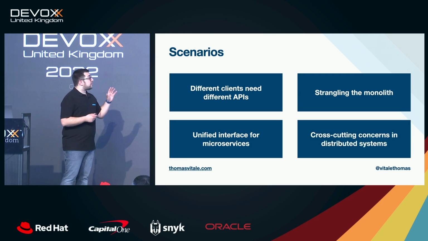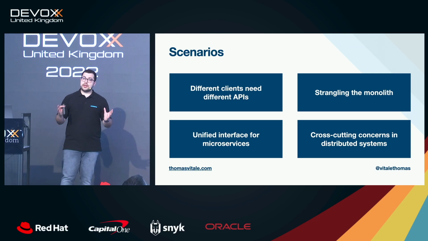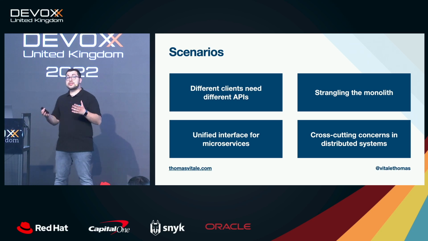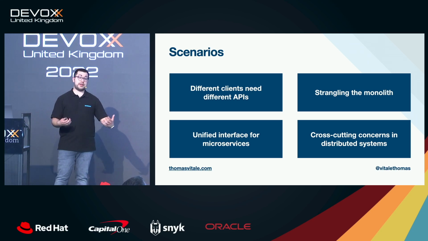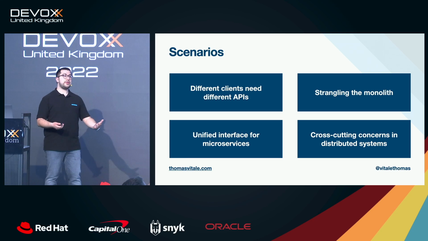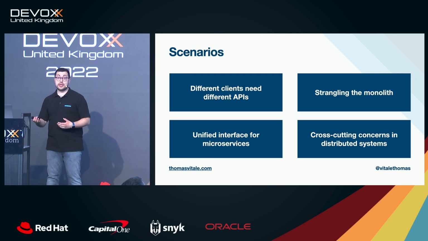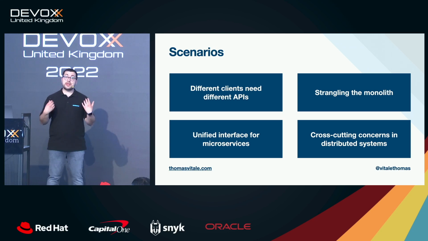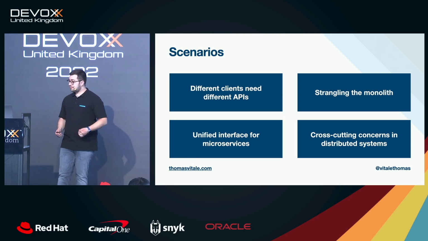Finally, since we have now identified the gateway as the entry point to our system, we can also start implementing and handling some cross-cutting concerns there, like security, resilience, and observability. And today we'll try to address some of these scenarios using Spring Cloud Gateway.